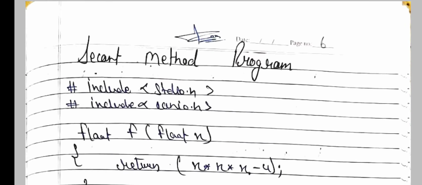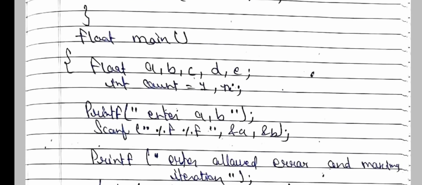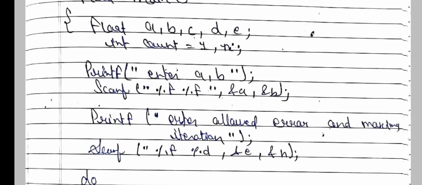Now we will discuss the program of the secant method. This program is in C, so we have to include two libraries, that is stdio.h and conio.h. Now the function of float type f is defined, which defines our equation, that is x cube minus 4. The second function is void main, which declares a, b, c, d, e of float type and int type count and n. Now we get the values of a and b, the absolute error, or you can say allowed error, and the maximum iterations.